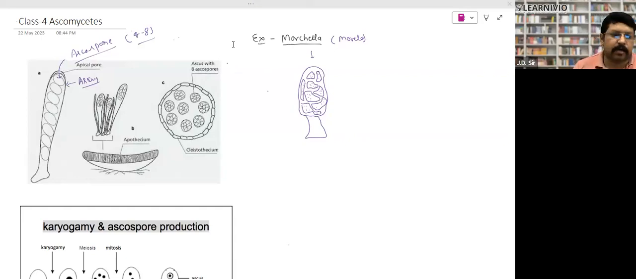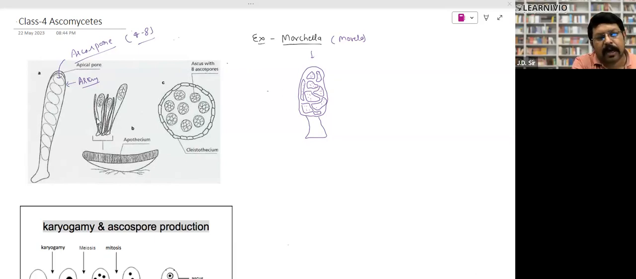The ascomycetes. Let's start with ascomycetes. The name of the fungi is after this spore, right? Basically, they are the ascospore, and ascospore is found inside a body, and that structure is called ascus, right? I have already told you that every ascus must contain 4 to 8 ascospores, and they are the sexual spore. That's why we call this fungi ascomycetes.